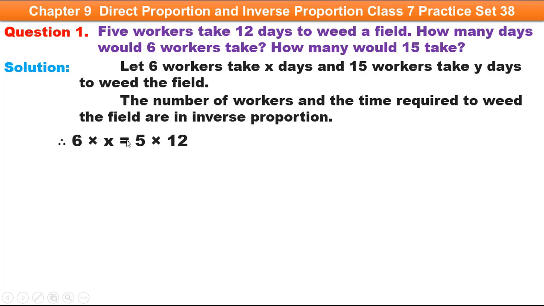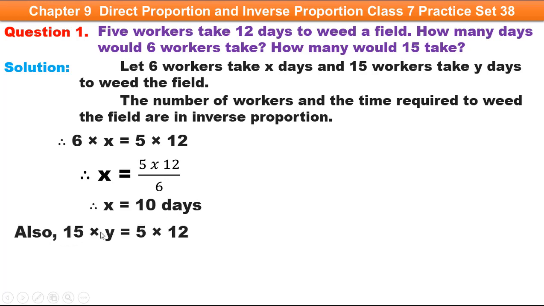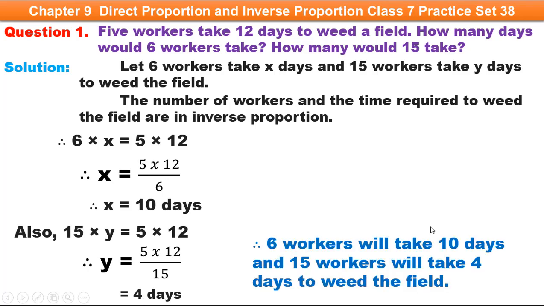Therefore, 6 into x is equal to 5 into 12. Therefore, x is equal to 5 into 12 divided by 6. Therefore, x is equal to 10 days. Also, 15 into y is equal to 5 into 12. Therefore, y is equal to 5 into 12 divided by 15. Therefore, 4 days. 6 workers will take 10 days and 15 workers will take 4 days to weed the field.